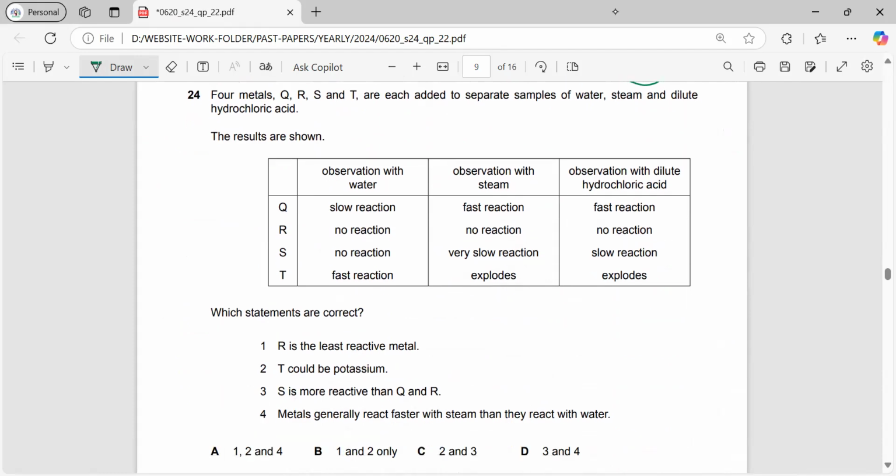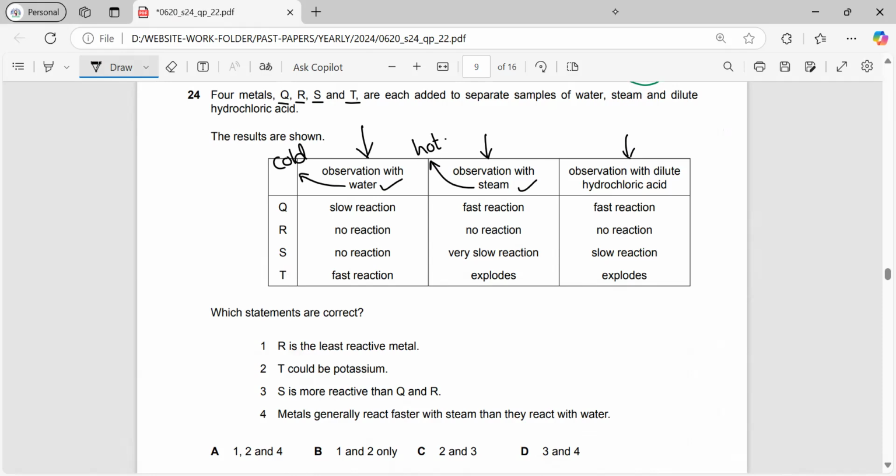Okay. Number 24. Four metals Q, R, S, and T are each added to separate samples of water, steam, and dilute hydrochloric acid. The results are shown. Which statements are correct? Now, here you have the results. The observation: when they react with water, what happens? When they react with steam, what happens? When they react with hydrochloric acid, what happens? The difference between water and steam is that this is simple cold water, and the steam is considered hot.